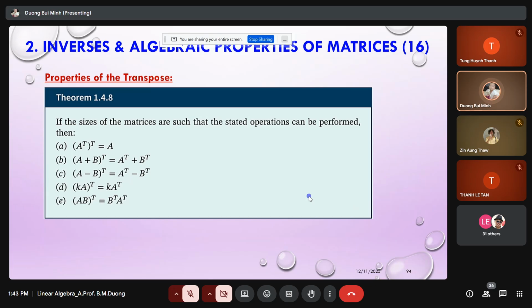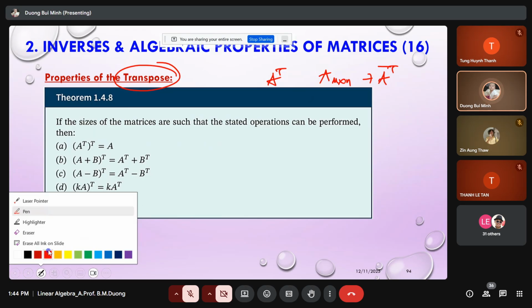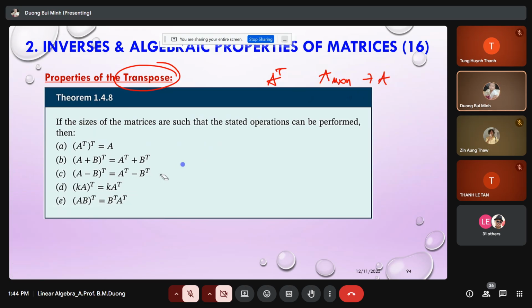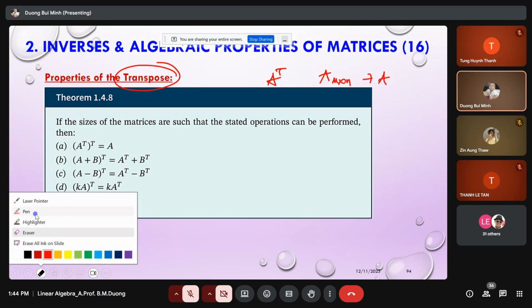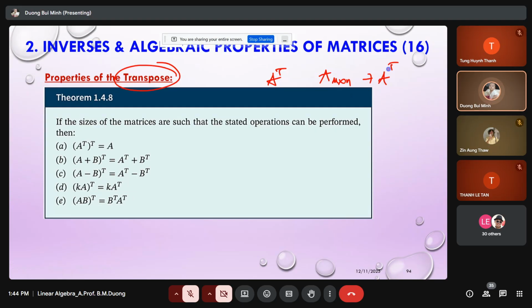Okay, so we have more properties of the transpose. Of course, we know the transpose of A. If we have A with m rows and n columns, the transpose of A will have n rows and m columns. The double transpose of A is A.